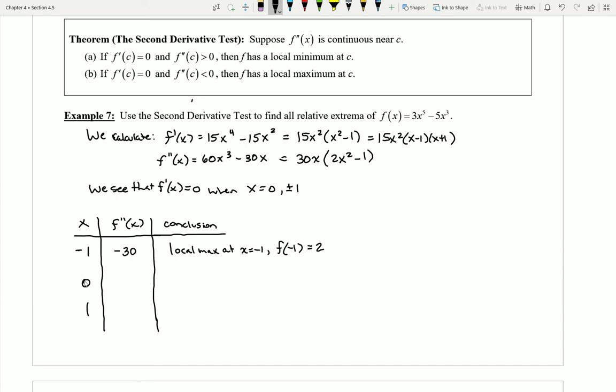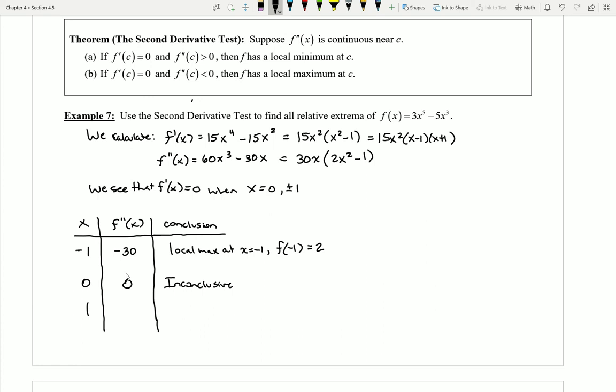Now what happens if I plug in the value of, say, 0? If I plug 0 into my second derivative, notice I just get back the value of 0. Now, the second derivative test doesn't tell me anything about what happens if my second derivative spits out the value of 0. So what I'm going to write over here is just inconclusive, meaning that I don't really know anything about what happens at 0. I can't figure that out. The second derivative test doesn't tell me if I do have a max there or if I don't have a max there. It doesn't tell me anything.